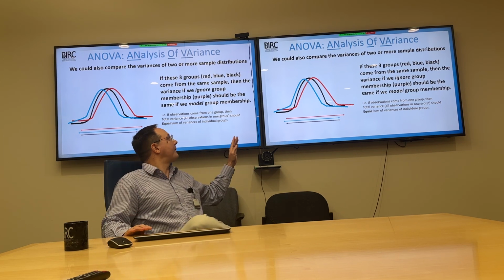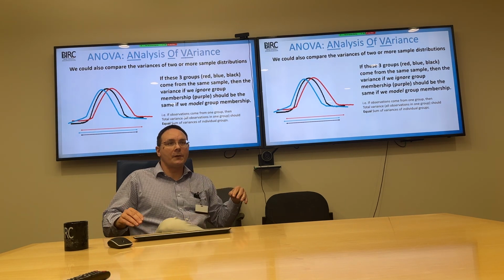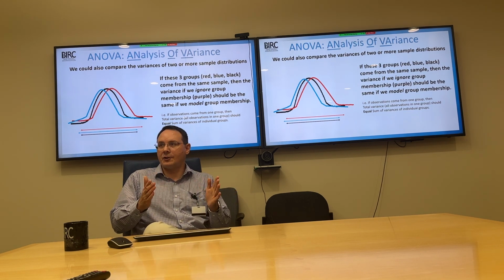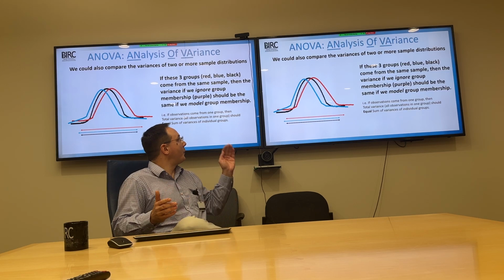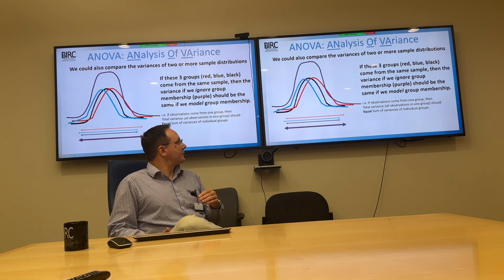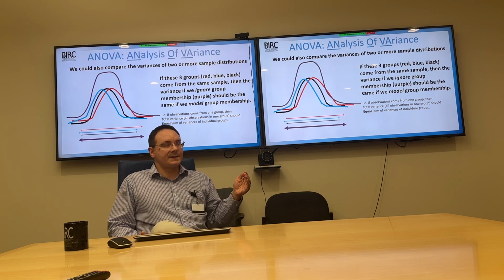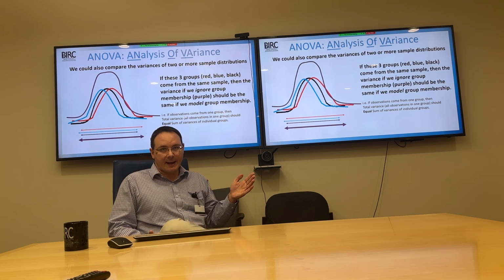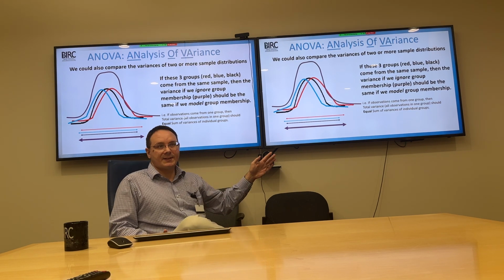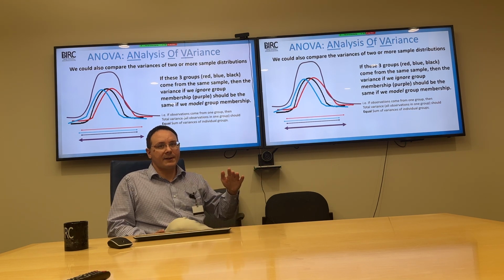So if these 3 samples were drawn from the same population, then they should have the same variance. The variance should not differ between them. So if we ignore group membership, and we plotted this purple curve, which represents the overall variance in our sample, irrespective of group membership, these variances should be the same. They should be equal. If we divided one by the other, we should get 1.